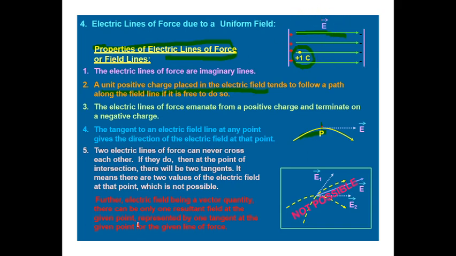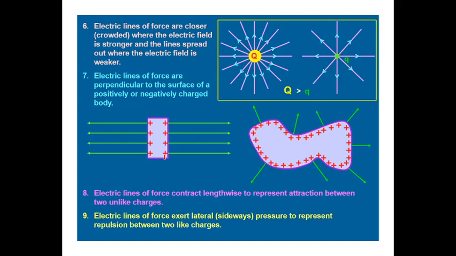Then these are the properties of electric line of force. First property, electric lines of force are imaginary lines drawn around the charge, which represent the electric field strength. They start from the positive charge and end at the negative charge. They may be curved or straight lines. They never intersect with each other. They are perpendicular to the surface. When the lines are more crowded, the field strength is greater.